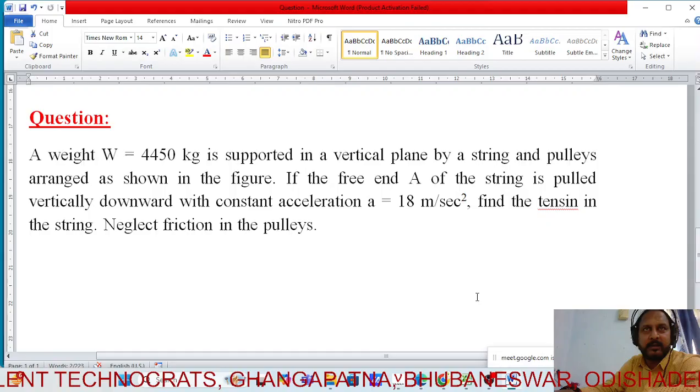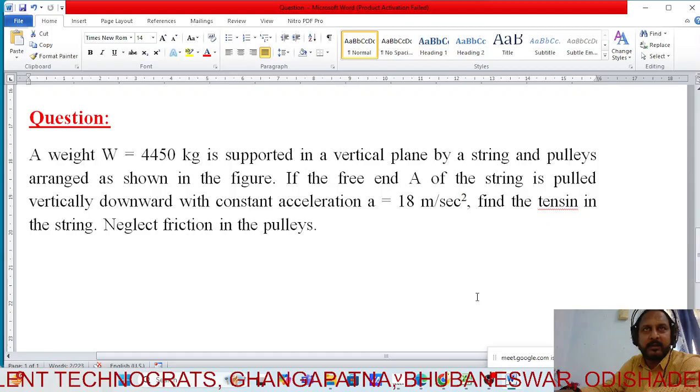It is supported in which plane? You can see the diagram. It is supported in a vertical plane, with the help of a string. These are the strings here. With the help of this string, there are two pulleys here. Now, which is the free end? You can see here, this is the free end A.